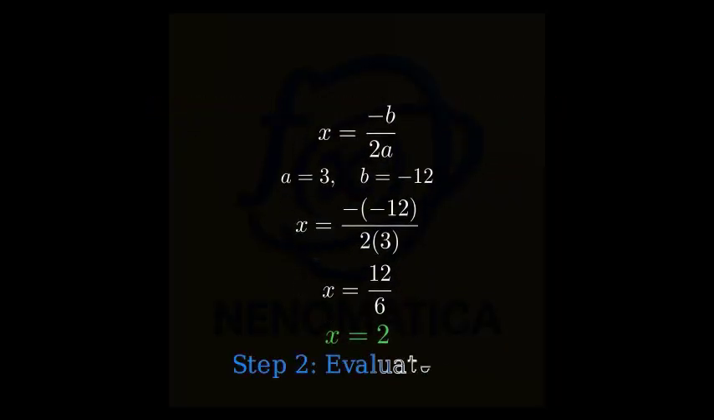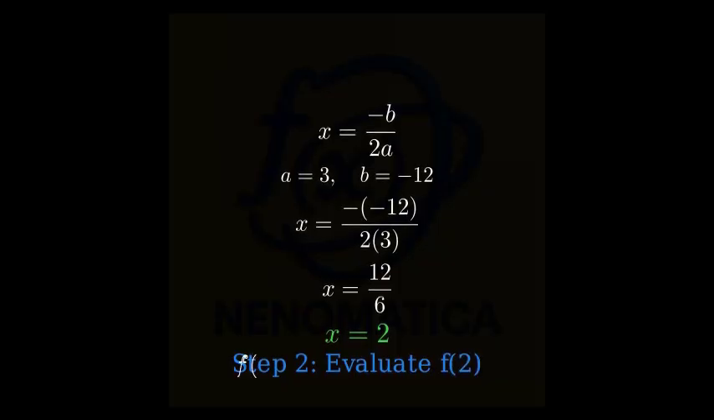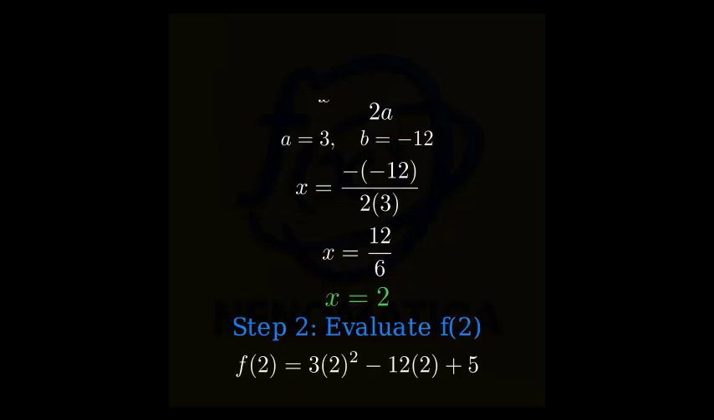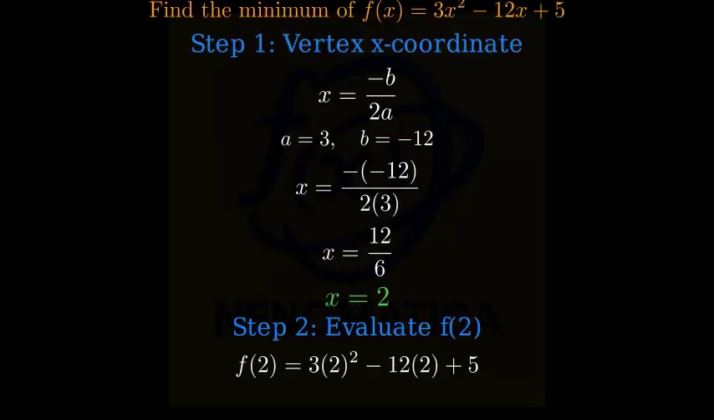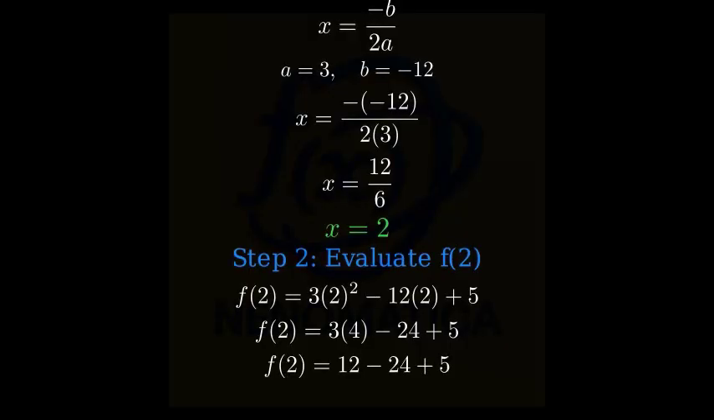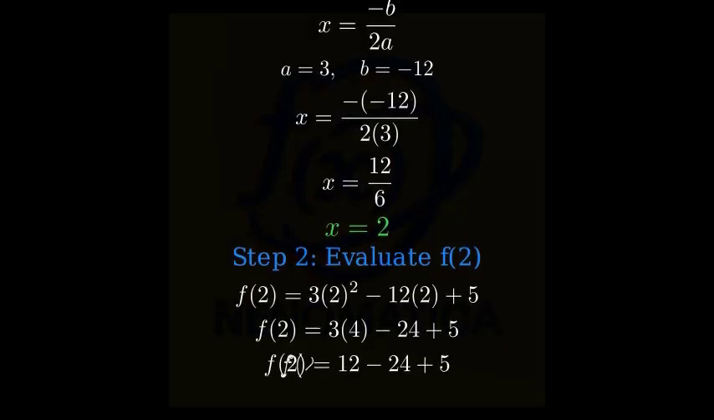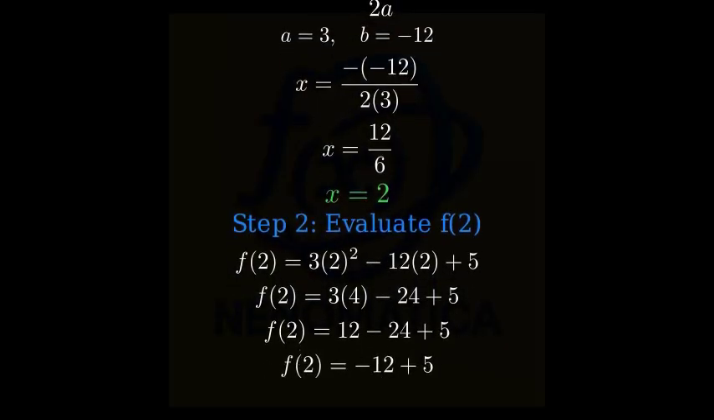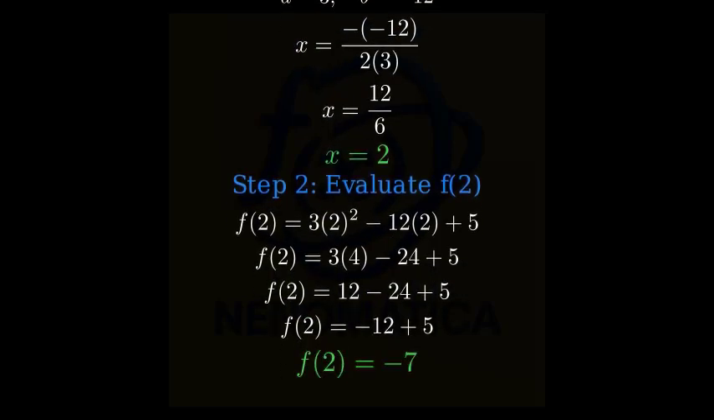Step 2. Evaluate the function at x equals 2 to get the minimum value. We compute f of 2 equals 3 times (2 squared) minus 12 times 2 plus 5. That is 3 times 4 minus 24 plus 5, which becomes 12 minus 24 plus 5. That simplifies to negative 12 plus 5. So the minimum value is f of 2 equals negative 7.